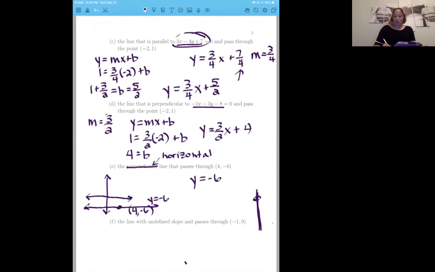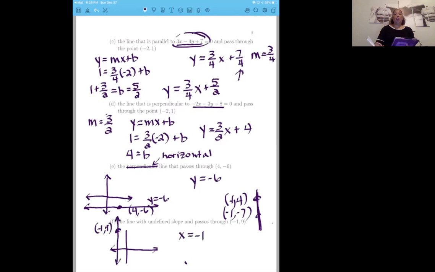Because I could come up with points -1, 4, -1, -7. All of those are going to give me a line with the same x values. So if I'm looking for the line with the undefined slope through -1, 9, that means I'm looking for the equation of a vertical line that goes through that point. And that could only be this line right here, which is x equals -1.